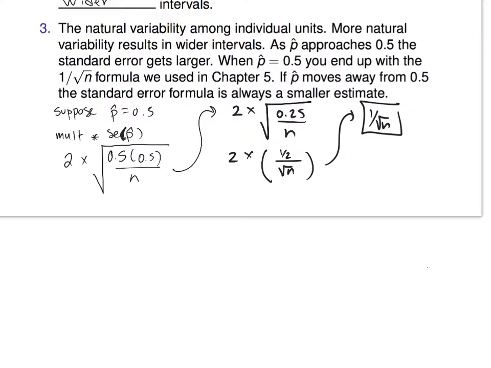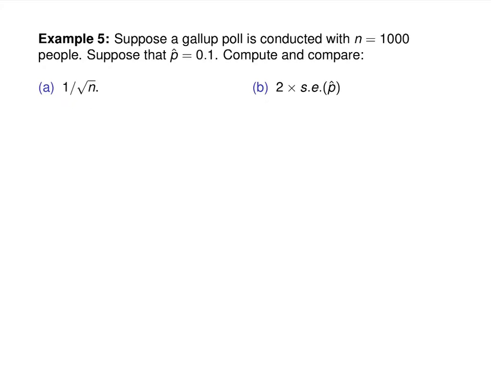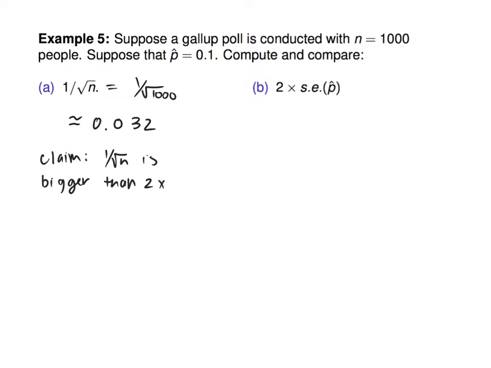And if your p hat moves away from 0.5, then this thing always gives you a bigger margin of error, or overkill, so to speak. I'll show you with an example that that at least holds. Suppose we conduct a poll and we have 1,000 people. We're going to suppose our p hat is equal to 0.1. Let's compare this 1 over root n to twice the standard error. This would equal 1 over root of 1,000, which is approximately 0.032. And the claim I make is that 1 over root n is bigger than 2 times the standard error. I should say bigger than or equal to.